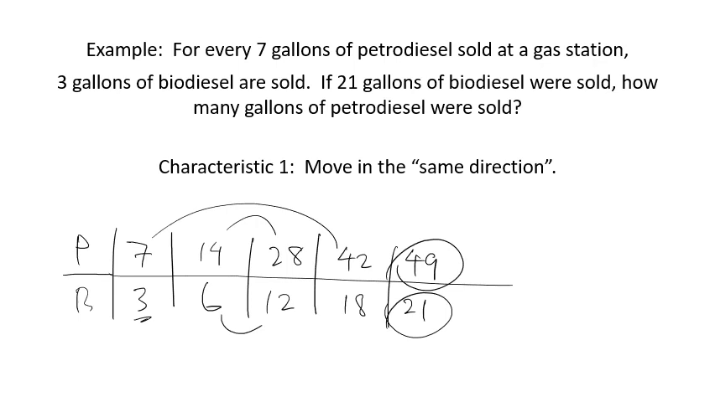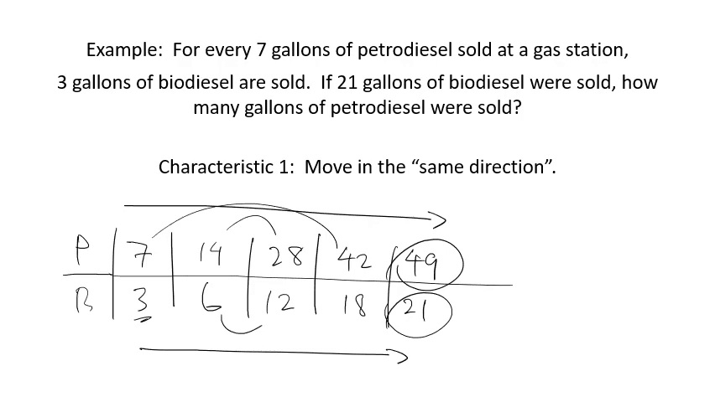Now, the first characteristic that I want to point out is notice that as biodiesel increases, so does petrodiesel. This is an important characteristic of proportional relationships, that they move in the quote unquote same direction. If I started off by saying 49 gallons of petrodiesel were sold, 21 of biodiesel, and then worked the other way, then as the 49 would decrease to the 7, the 21 would decrease to the 3.